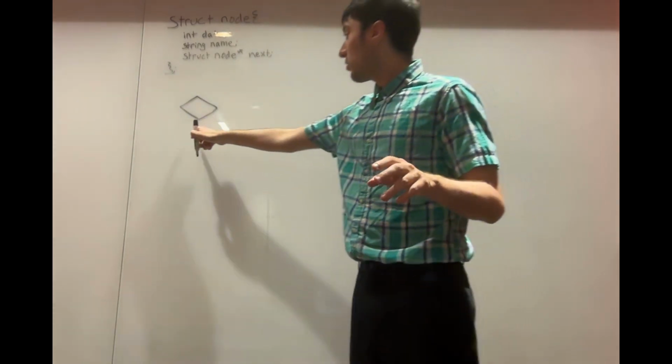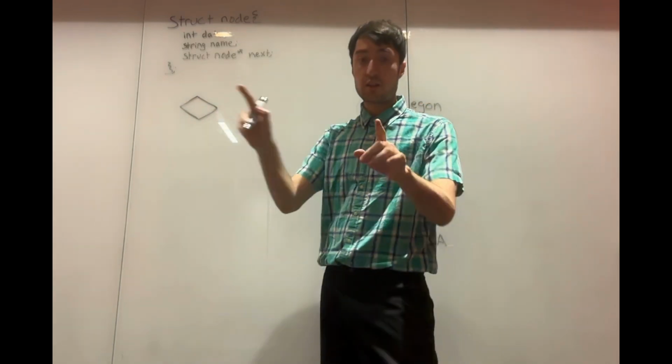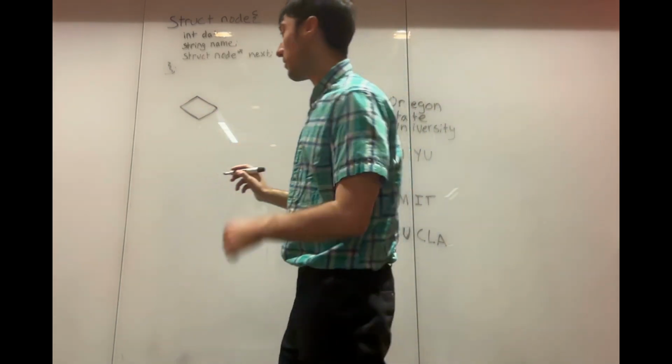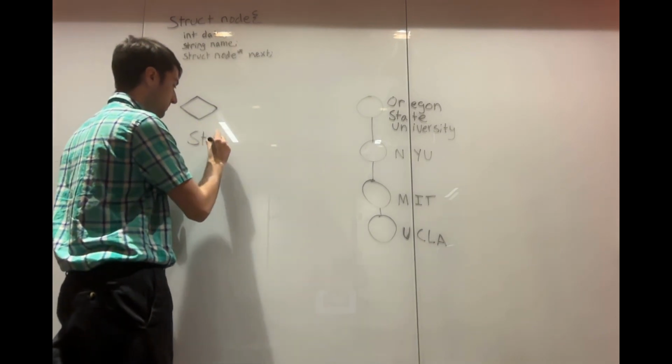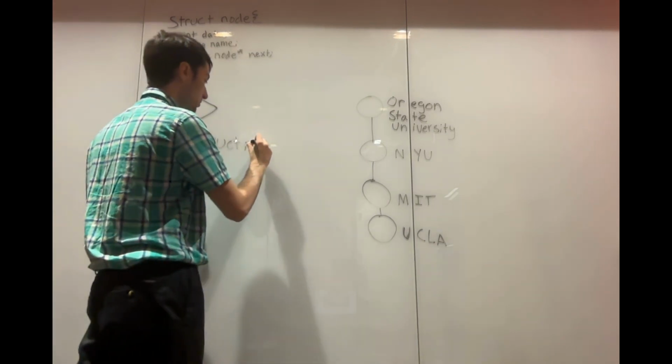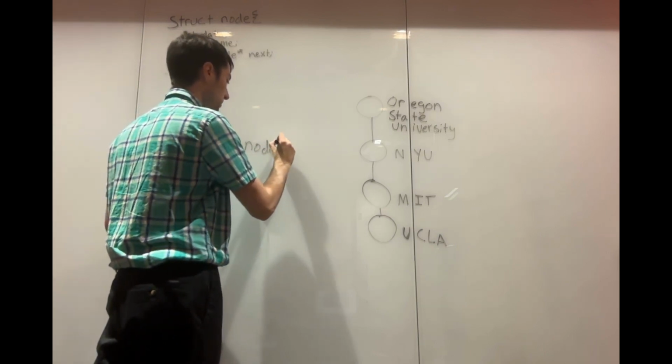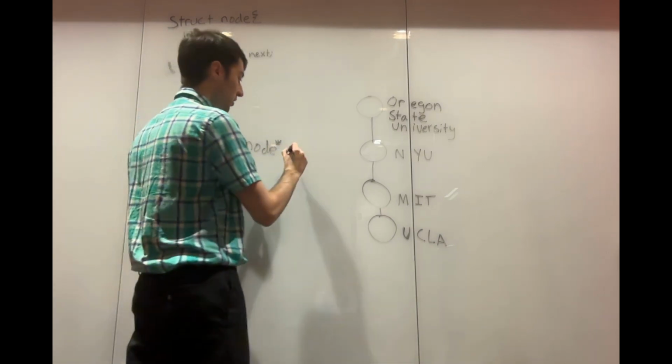So we created a pointer here, so let's put that into code. How do we do that? Well, struct node pointer, and let's call it head.